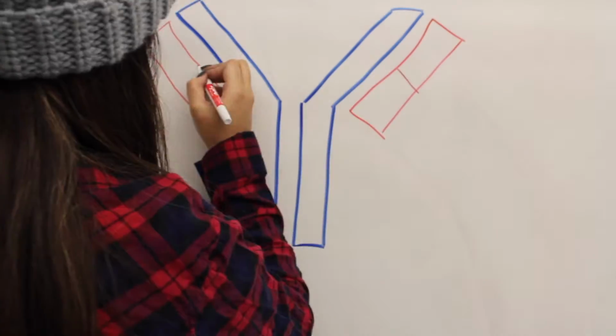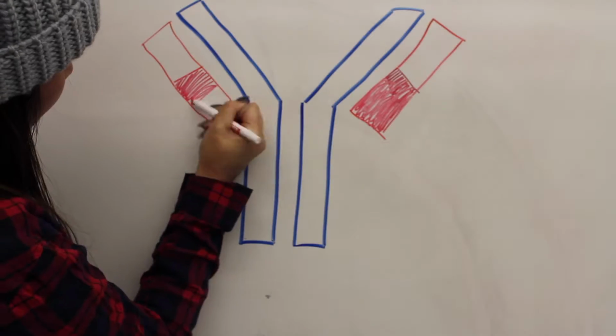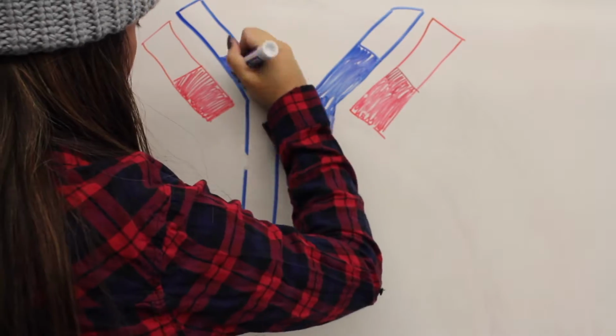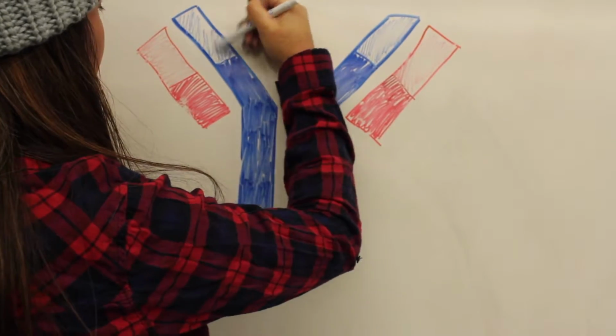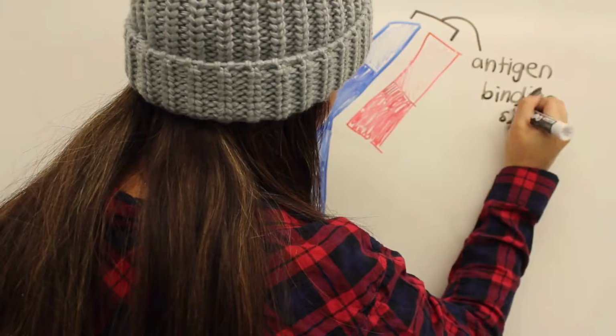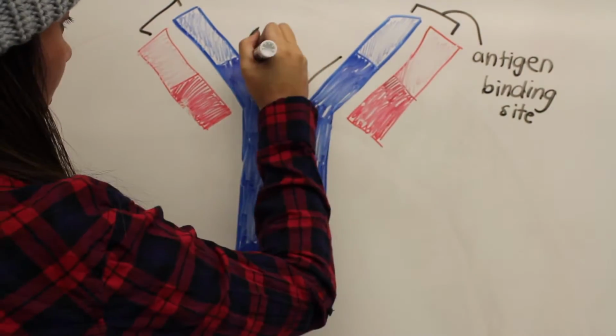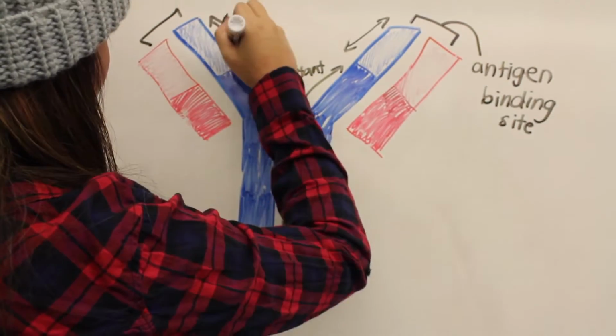They consist of variable regions and constant regions. The variable region varies for each antibody, which allows each antibody to be unique when fighting a pathogen. The constant region is where the amino acid sequence for all antibodies is the same. The variable regions and constant region form an antigen binding site. The antigen binds to the variable region.